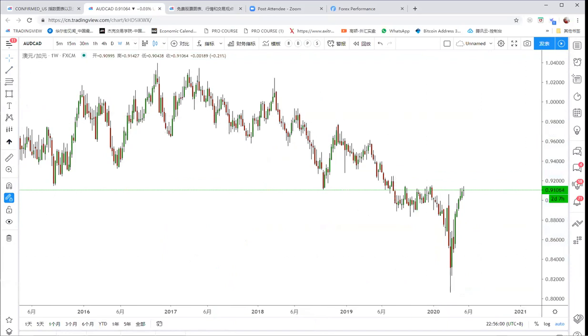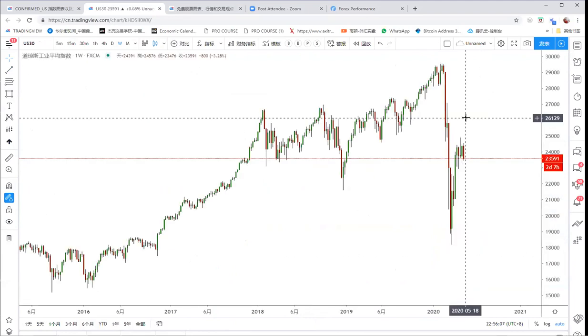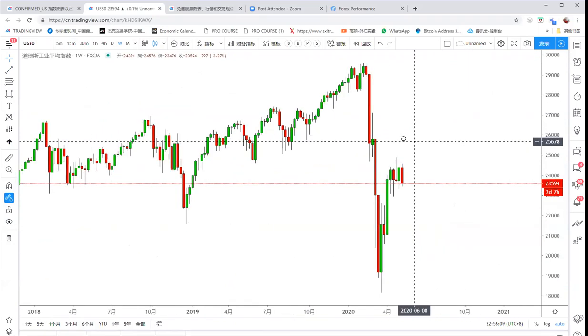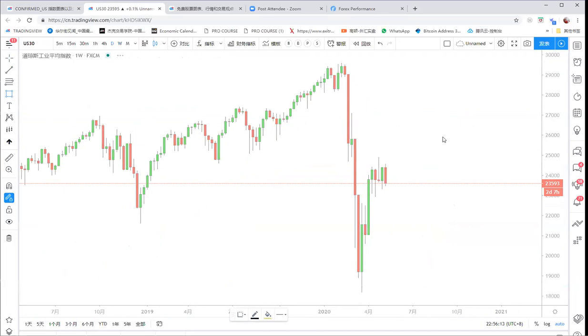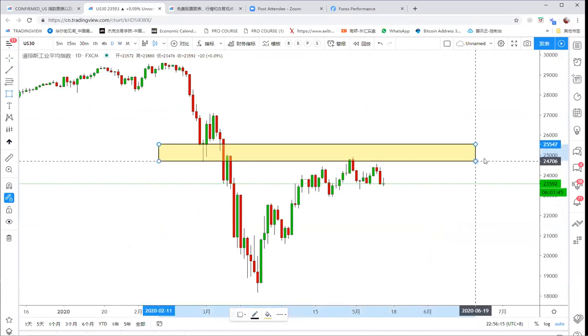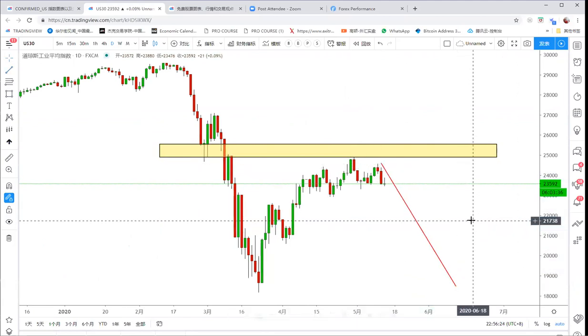Let me check, what's the other question? Dow Jones, right? Okay, let's go for Dow Jones. Dow Jones sell. It's a sell for sure, because I have told you guys I want to sell the Dow Jones from 25K. Okay, it almost hit. So Dow Jones sell.